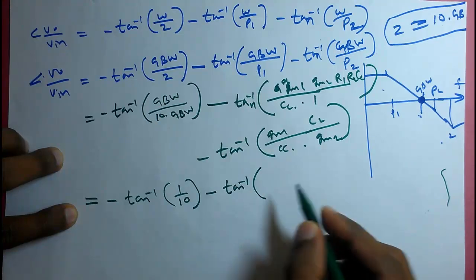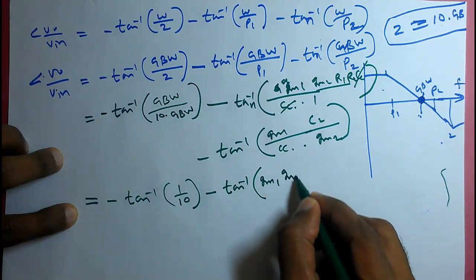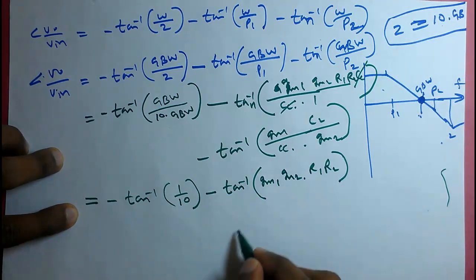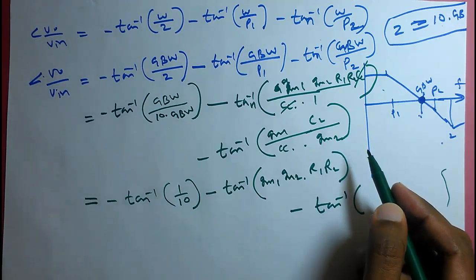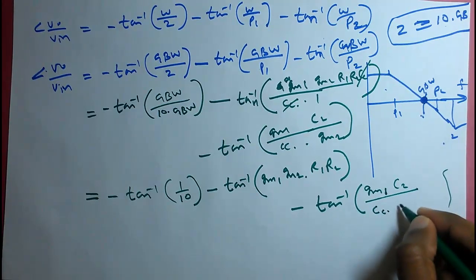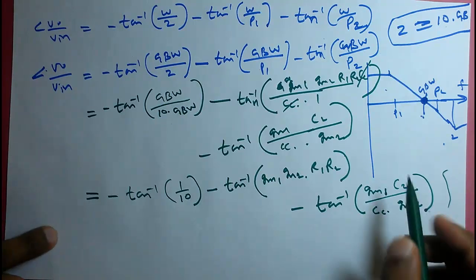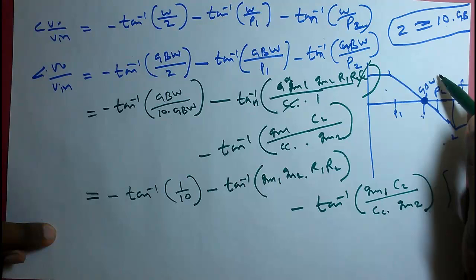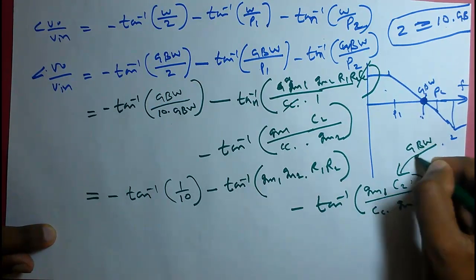minus tan inverse. Here we can cancel this Cc and this Cc, there is nothing else to cancel. So it is gm1 gm2 r1 r2, minus tan inverse. Here also there is nothing to cancel. So gm1 C2 divided by Cc times gm2. Actually, we are trying to find the relationship between gain bandwidth and P2, so we will make this substitution later. For the time being, let it be gain bandwidth product by P2.